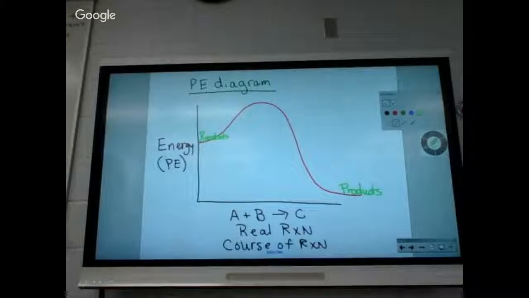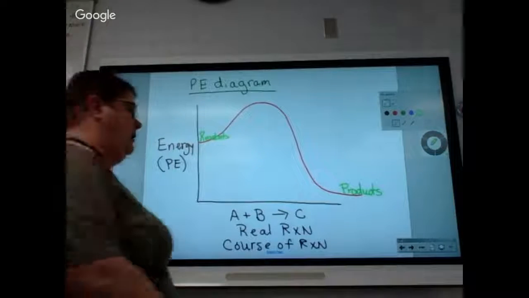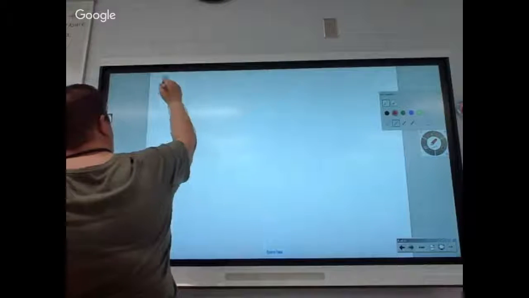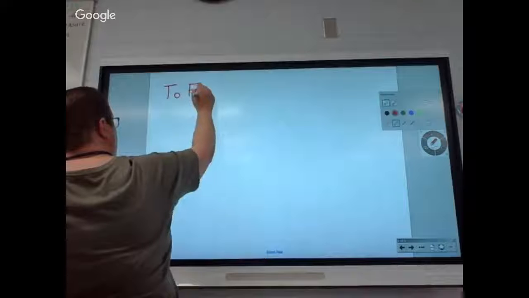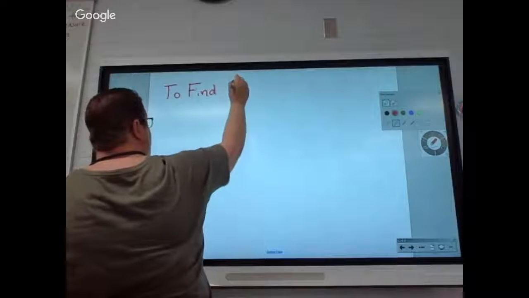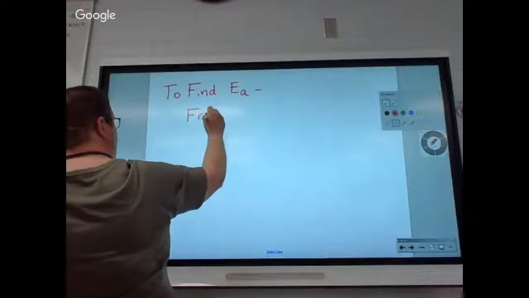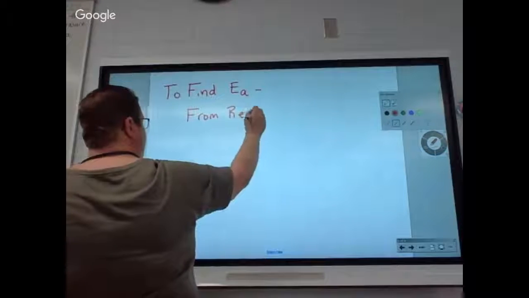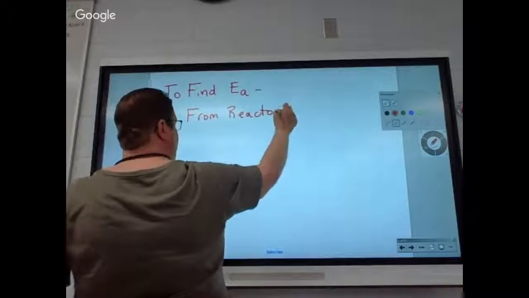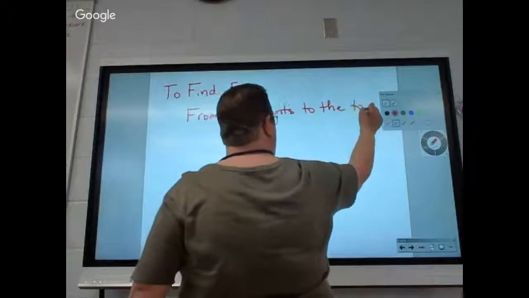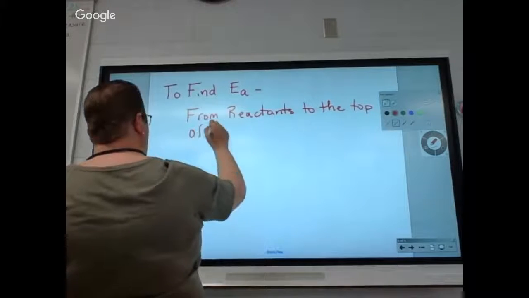All right? Now, from there, we have to learn how to find two things. Does everybody have what we need? All right. So we've already defined activation energy. So to find EA, don't call me that, okay? This is found from the reactants to the top of the curve.